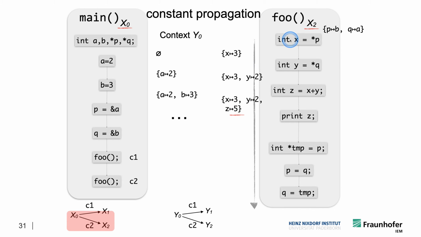Now we have to recompute the constant propagation for foo in this case, right? We have to do that because part of the context information is different, right? In particular, the pointer information is different. And therefore, because that matters here, it needs to be recomputed, but we do get a precise result, right? Now, for both calling contexts, we learned that z has the value 5 here at this print statement.